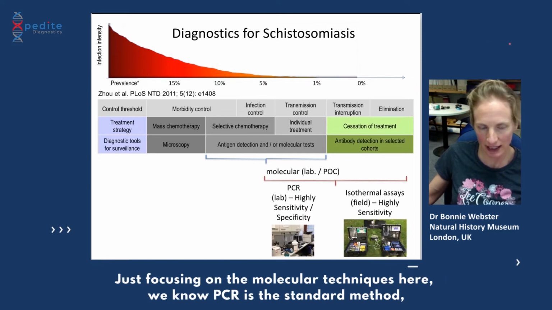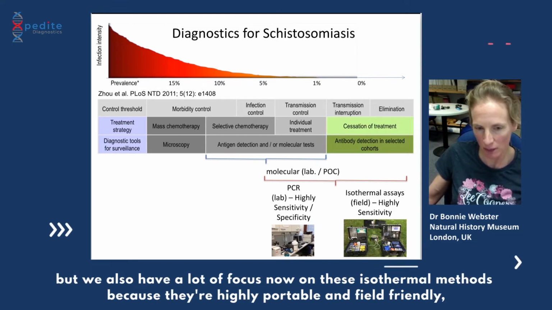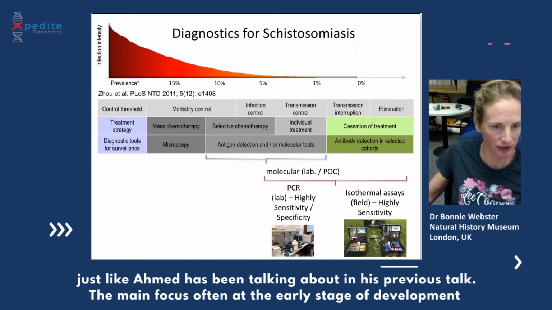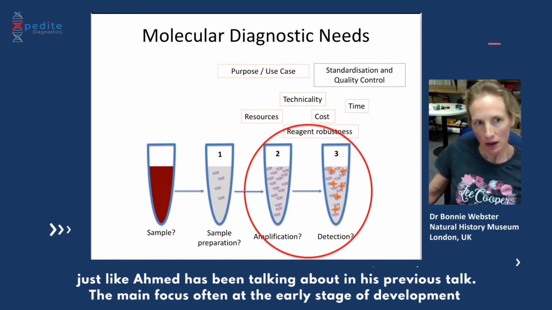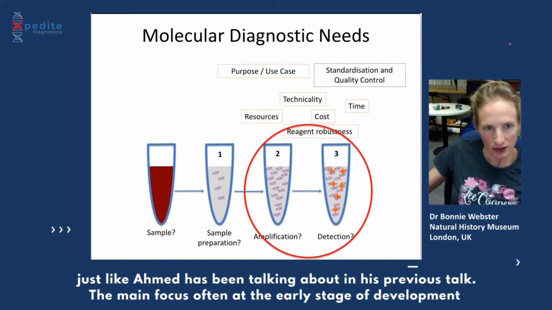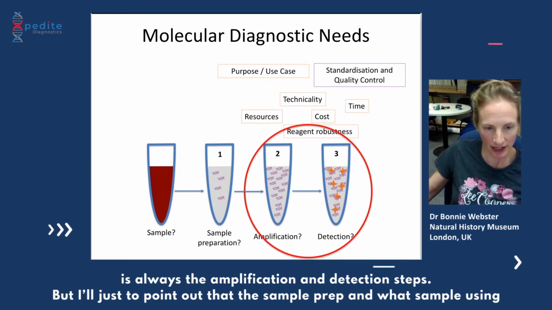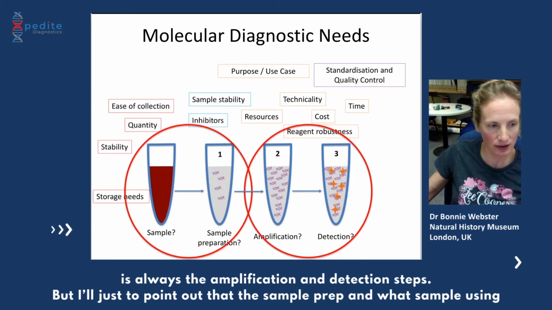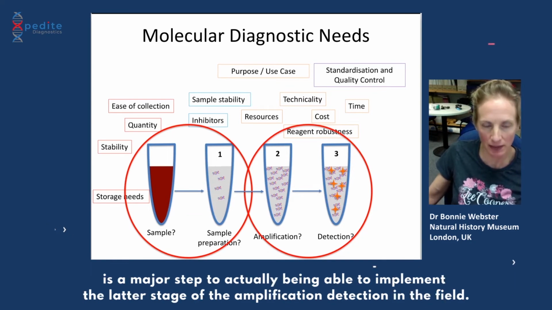So just focusing on the molecular techniques here. We know PCR is the standard method, but we also really have a lot of focus now on these isothermal methods because they're highly portable and field friendly, just like Ahmed has been talking about in his previous talk. But developing diagnostics, the main focus often at the early stage of development is always the amplification and detection steps. But it's really just to point out that the sample prep and what sample you're using is a major step to actually being able to implement the latter stage of the amplification and detection in the field.